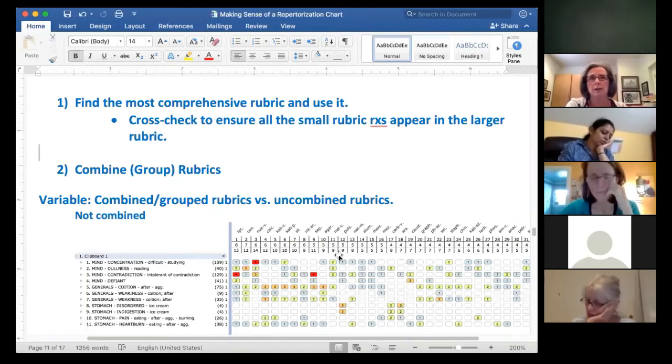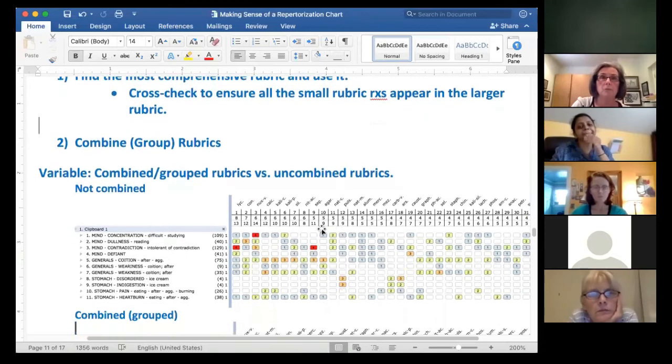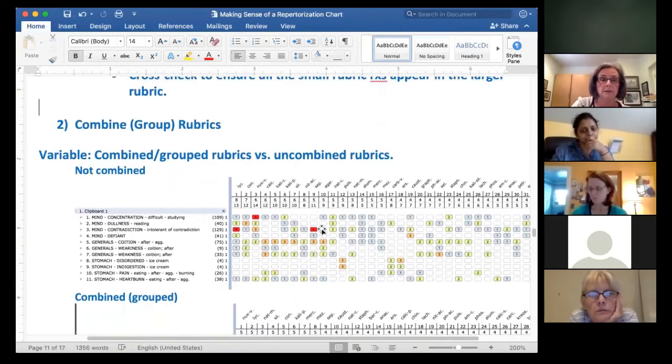So you can check, and that way you wouldn't miss something if there was something in the smaller rubric that you really want to look at. So then there's also a system where you can combine rubrics. And I'm going to show you here. So you would combine rubrics that you think are absolutely the same.